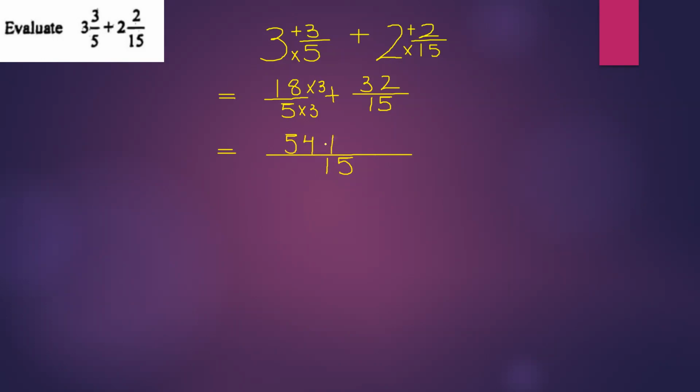Plus, what times 15 gives us 15? 1. 32 times 1 is 32. 54 plus 32 is 86.